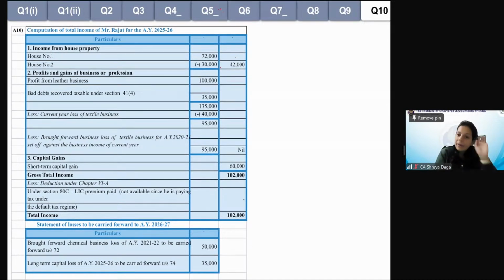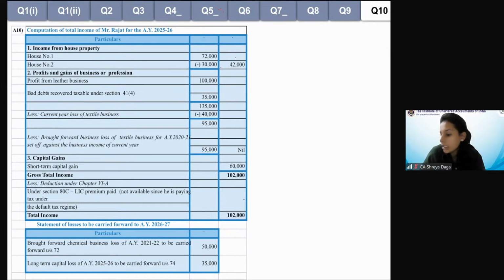I'm not talking about bad debt. I'm talking about bad debt recovery. Bad debt happened in an earlier year. You have now got the recovery back. Section 41. So income under PGBP, you either deal with under section 28, which is the chargeability section, or under section 41, which is the deemed income section. So bad debt recovery will be taxable in the current year as business profit, deemed income. Then you have brought forward business loss of AY 21-22. 21-22, 8 years means 29-30. So this is also okay.